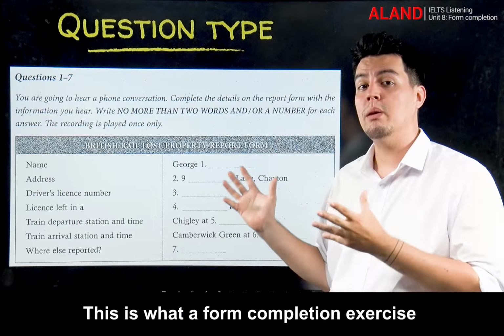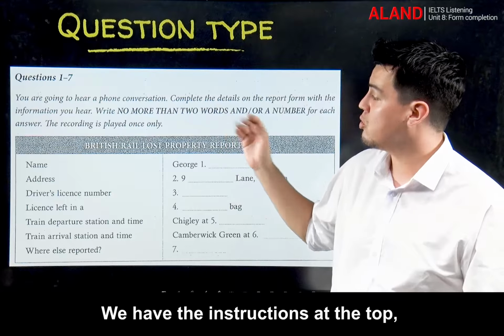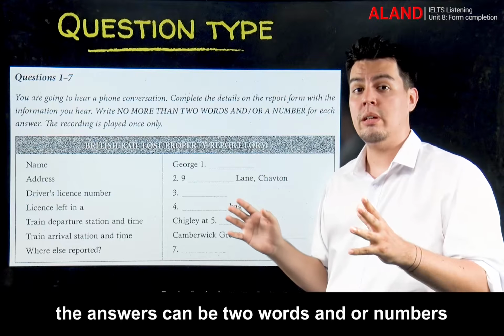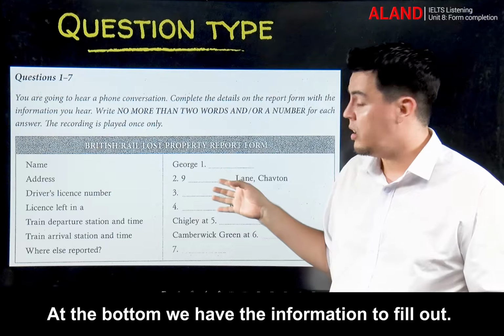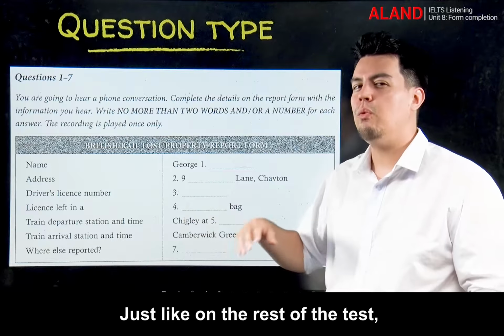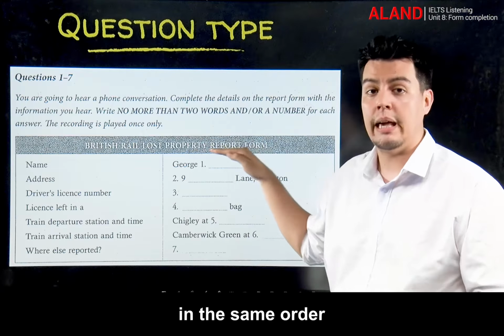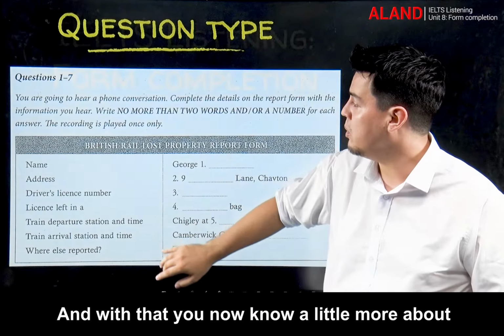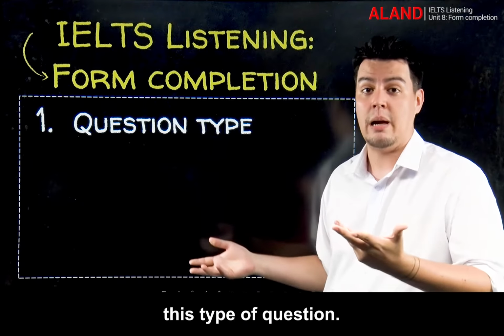This is what a form completion exercise will usually look like. We have the instructions at the top. On this exercise, the answers can be 2 words and or numbers. At the bottom, we have the information to fill out. Just like on the rest of the test, the answers will show up on the recording in the same order as they are listed out in the questions. And with that, now you know a little bit more about this type of question.